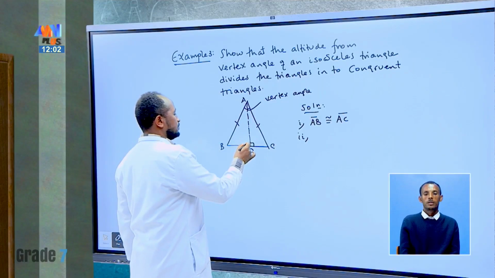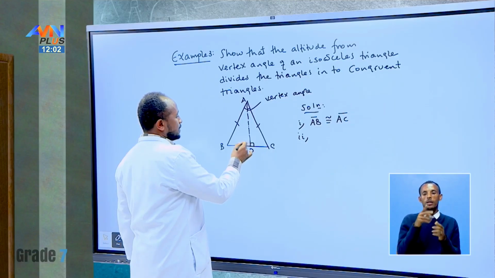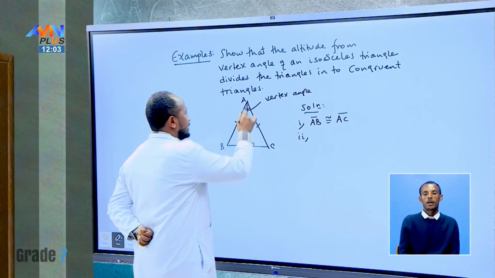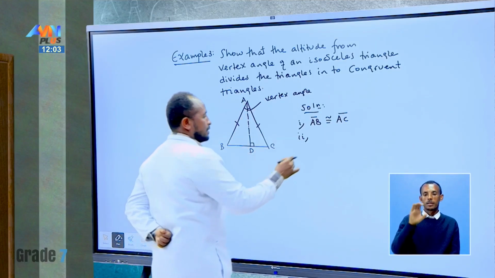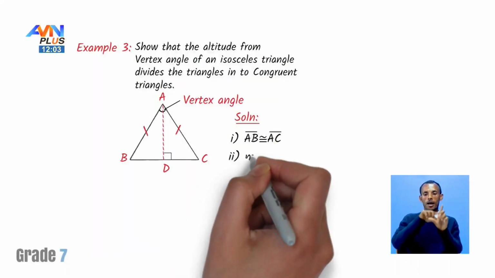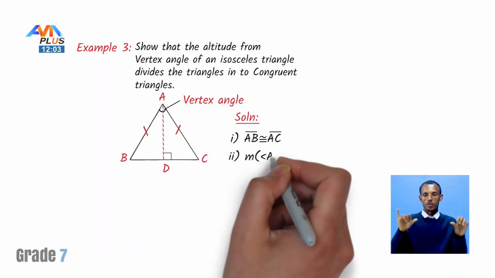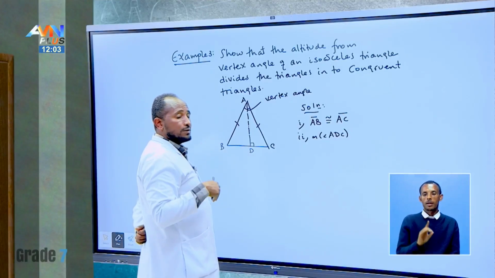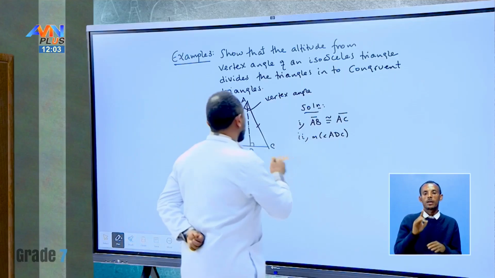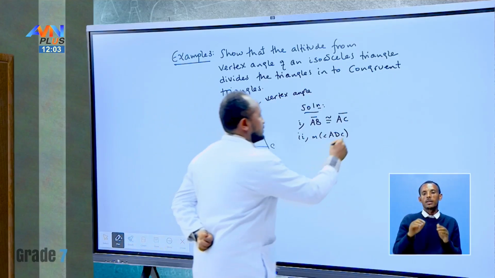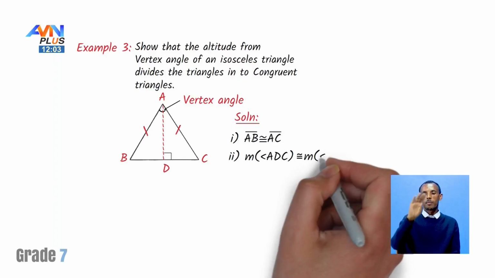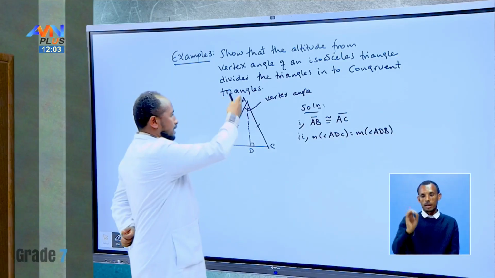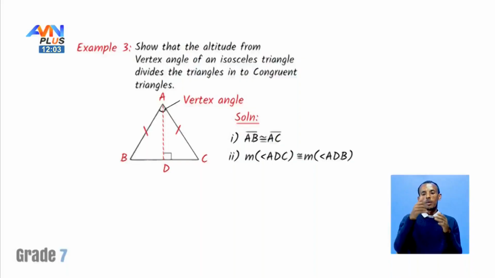this angle. Since it is a perpendicular, measure of angle ADC, since it's an altitude, is 90 degrees. It's the same as measure of angle ADB, 90 degrees, because AD is an altitude. So we know this angle is congruent with this one.